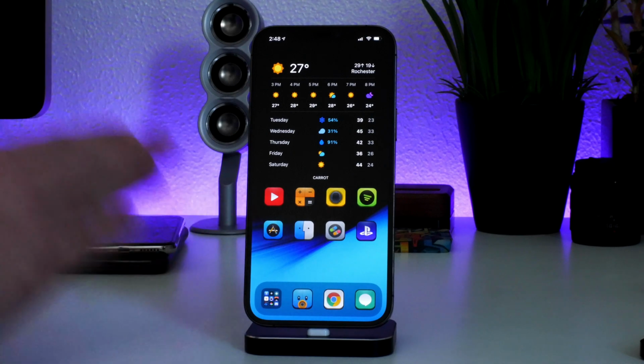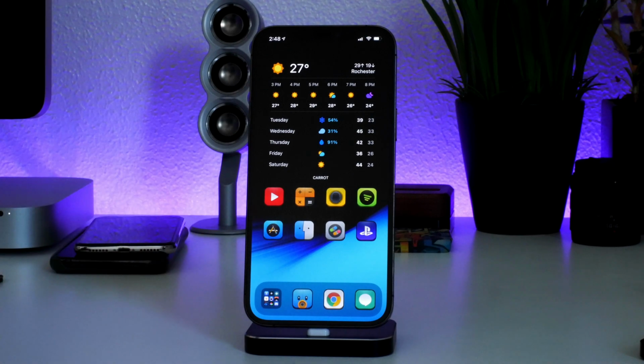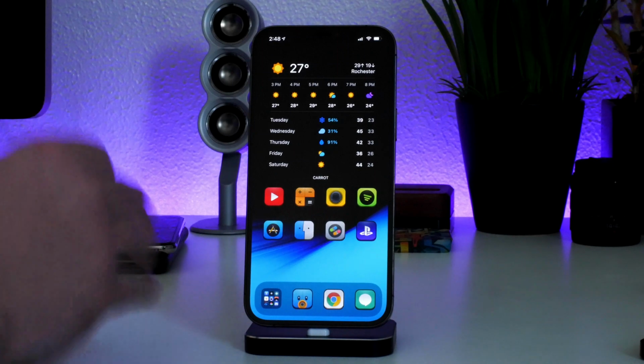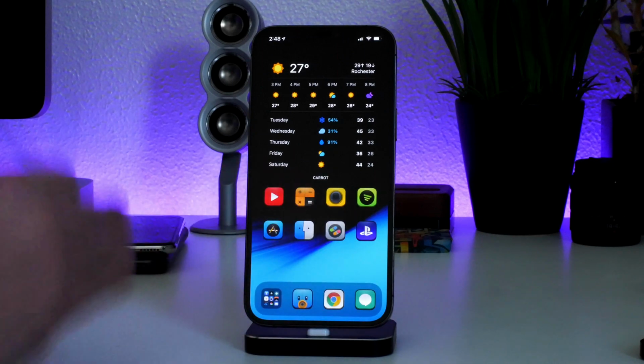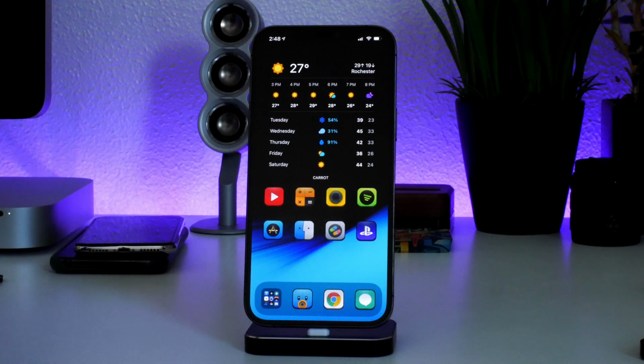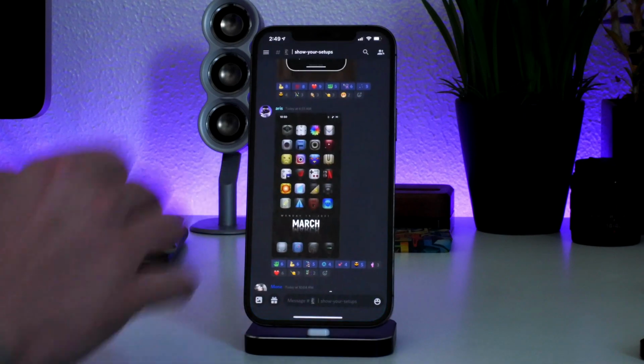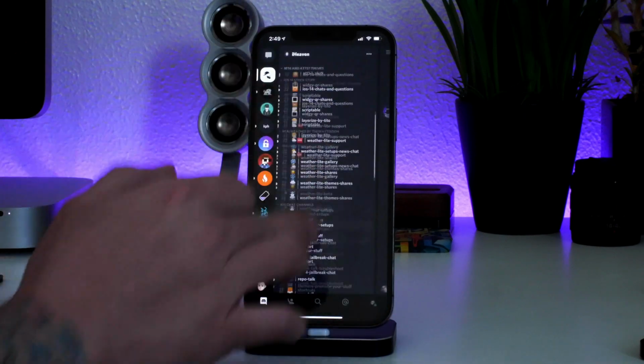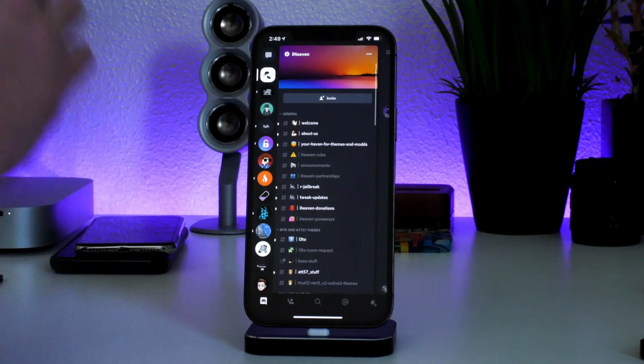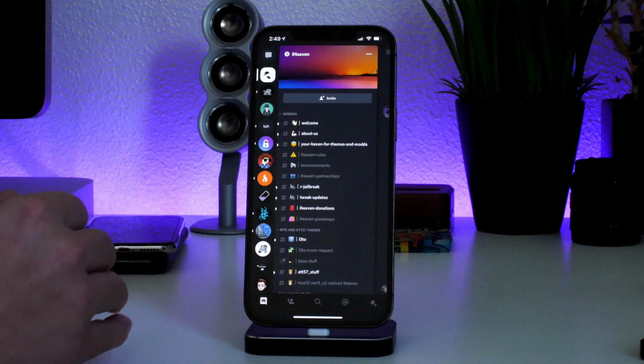I just wanted to make a real quick vid for you guys on a question that a lot of people ask me, and that is, where do you find the themes or the icons that you use on your iPhones? Super common question that people are always curious about. And honestly, the best place to find them is in the iHeaven Discord. That's why I'm a part of this Discord. It is an awesome, awesome Discord.